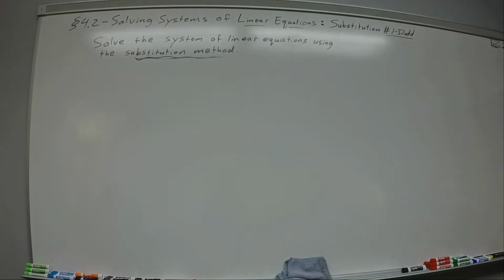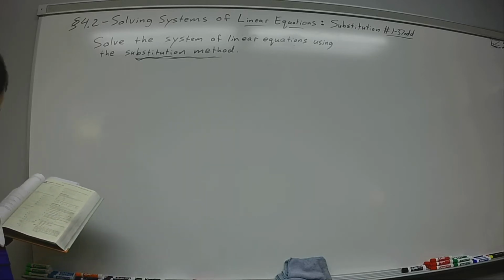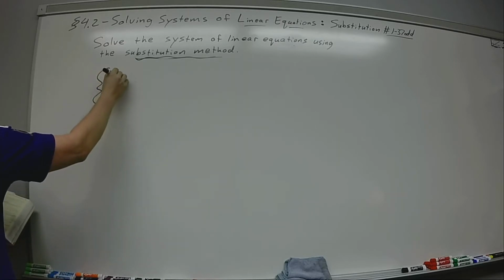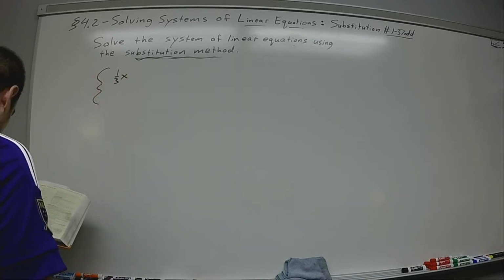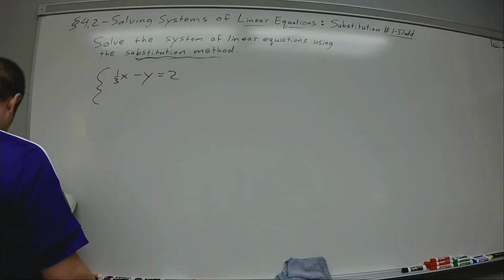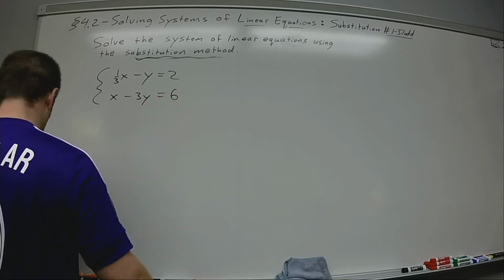Let's do one more from this section. Make sure we've got it. And I'm going to pick on this one because it has a nice fraction in it. 1/3 x minus y is equal to 2, and x minus 3y is equal to 6.